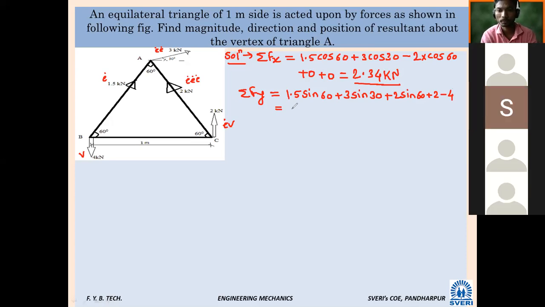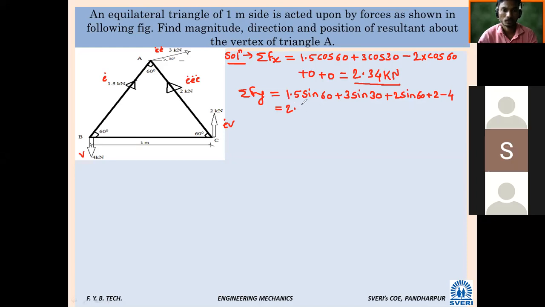Roll number 35. Calculate and tell. 1.5 sin 60 plus 3 sin 30 plus 2 sin 60. 2.53. Yes, sir. Plus or minus? Plus. Very good. 2.53 kilonewton.